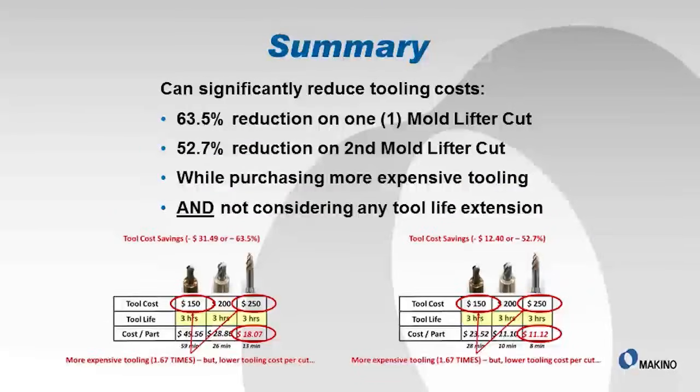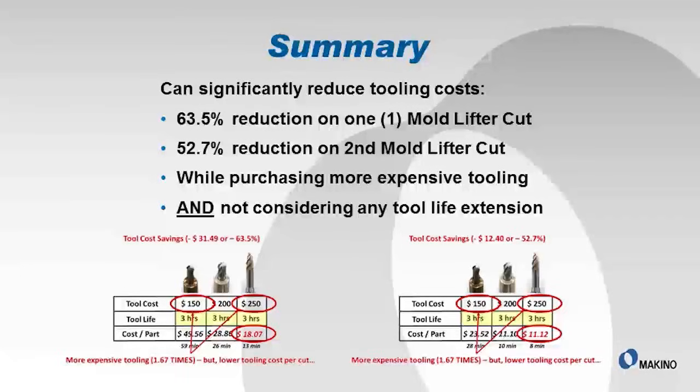We also talked about reducing tooling costs, and this one you have to get your head around, because we're buying more expensive tooling, multi-flute cutters or the specific barrel type cutters. And as you can see here on the two different mold lifter cuts, we were looking at anywhere from a 52% on the second to a 63% reduction. So more than half. Even though we're buying more expensive tooling, we've reduced the tooling cost by more than half: 52.7% on the second mold lifter cut, 63.5% on the first.